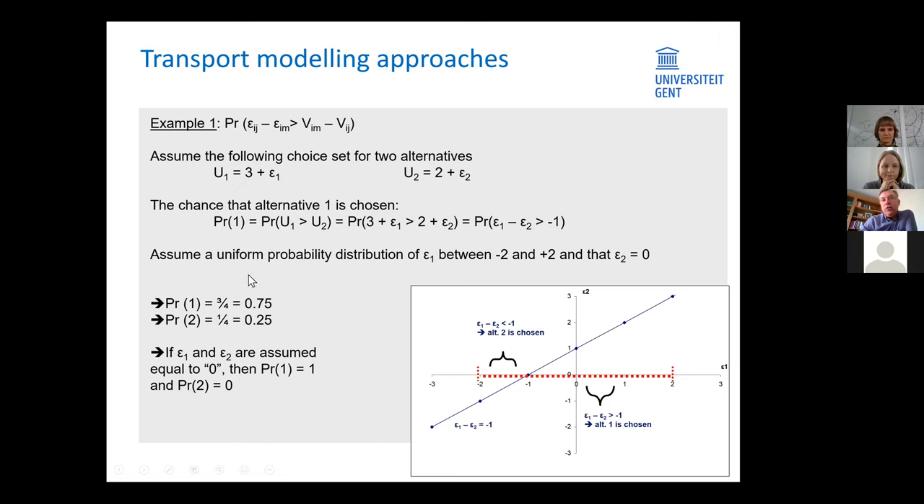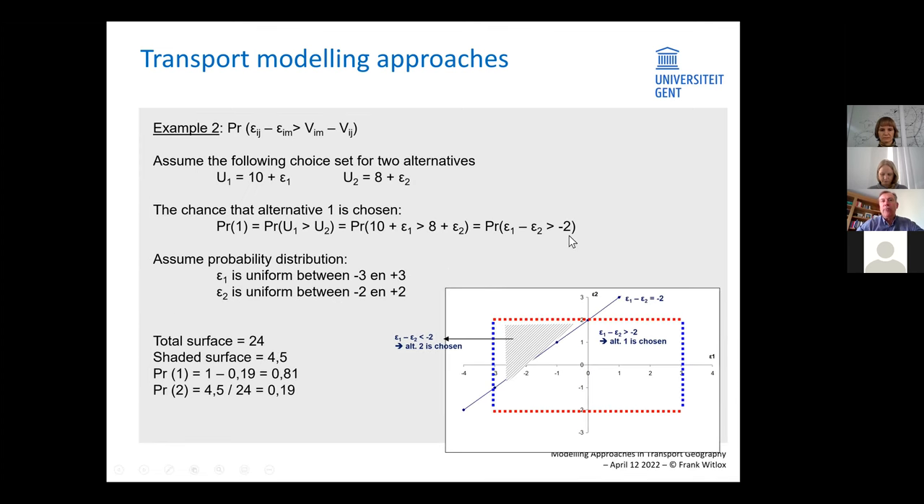Obviously, here we assume that the probability distributions explaining how the random components are distributed are uniformly distributed, meaning just a number between, in this case, -2 and +2. Or if both the random components, and here we also assume that the random component for alternative two is equal to zero, so that there are no errors being made.